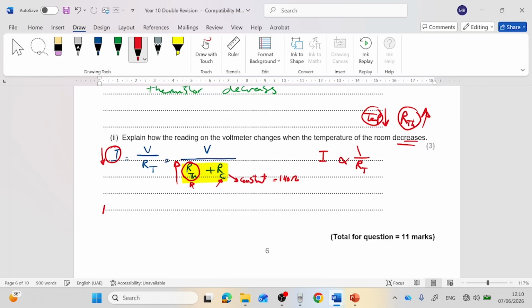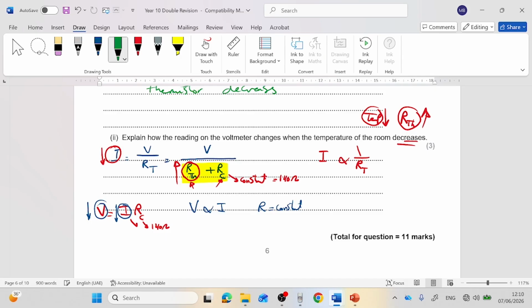The second part of the answer. Since the reading of the voltmeter is equal to I times the resistance of the fixed resistance, which is 140 ohm, and we discovered that the value of the current intensity will decrease because the total resistance will increase. This means that the voltage also will decrease because the voltage is directly proportional with the current if the resistance is constant. So how is the resistance constant and you are saying that the total resistance will increase?